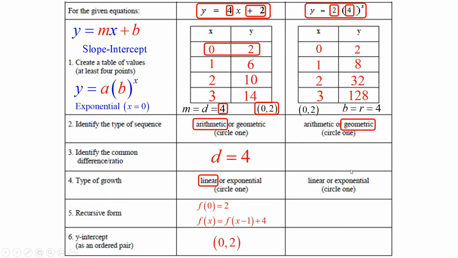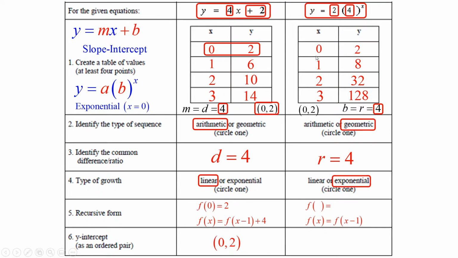Identify the common difference or the common ratio, and we've already said that the common ratio is that 4 right there. The type of growth? Well, if I'm geometric with a common ratio, then my growth would have to be exponential. And what's my recursive formula?